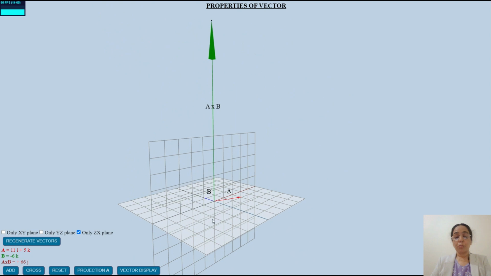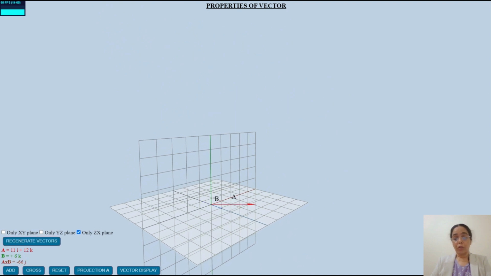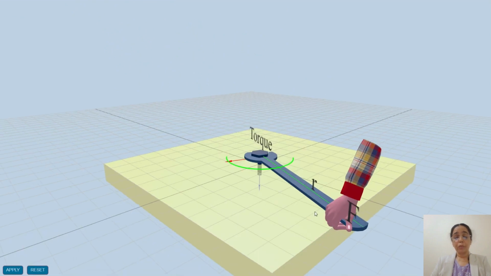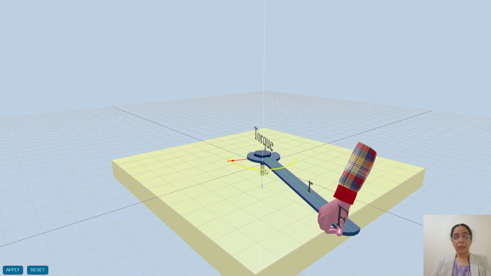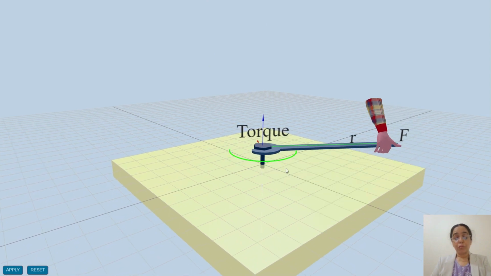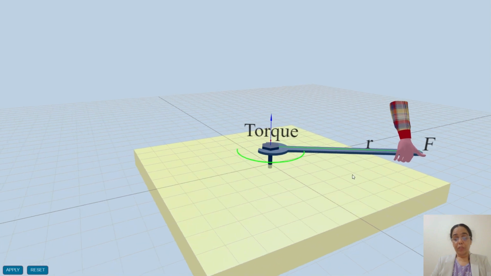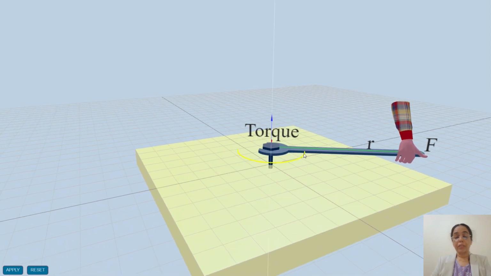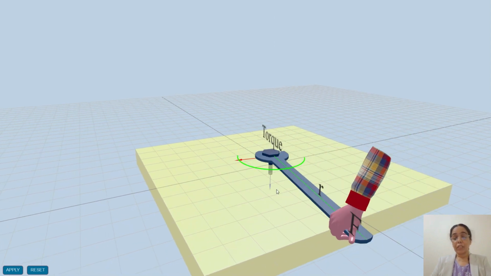Another example of the cross product of vectors is torque. Torque is the cross product of the lever arm and the force applied to an object. Here is an interactive 3D visualization of torque in action.